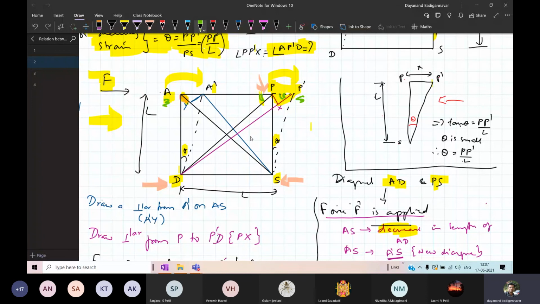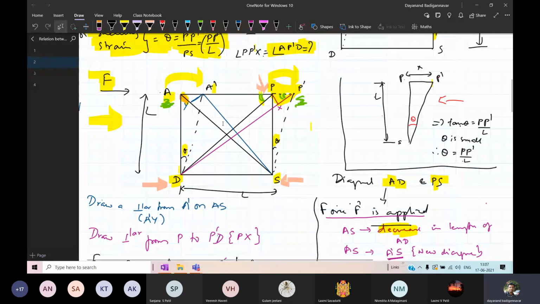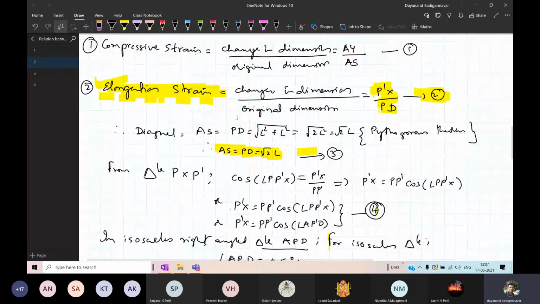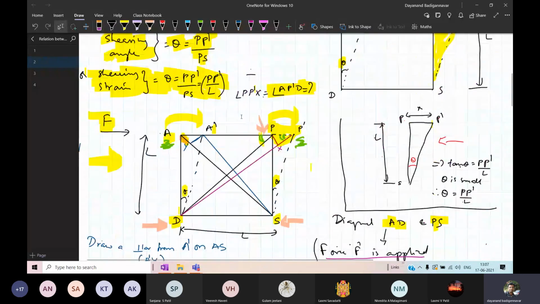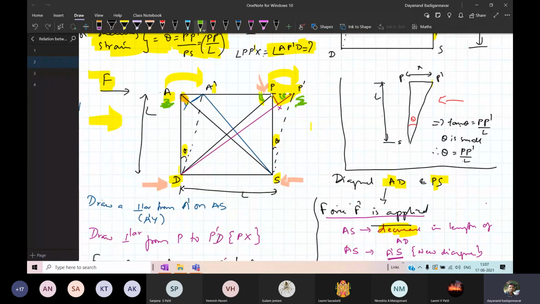So in this case I have to define compressive strain, and in this case I have to define elongation strain. What is elongation strain? It is PP dash divided by PD. You have to find the values of the elongation, P dash X and PD. For that, you have to consider the triangle P dash X.